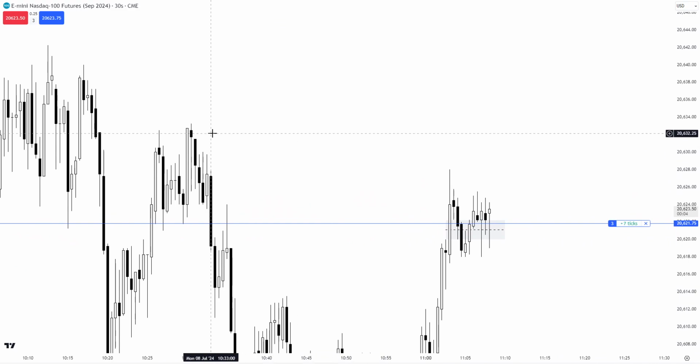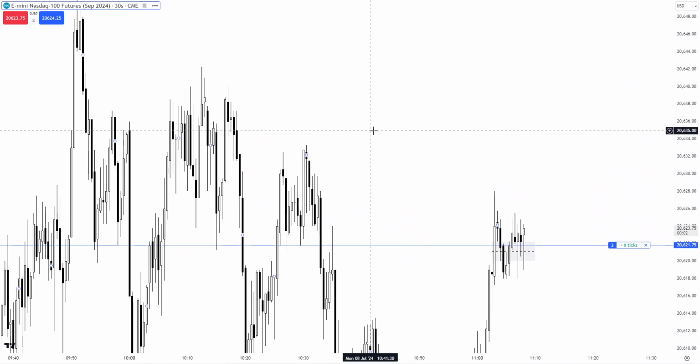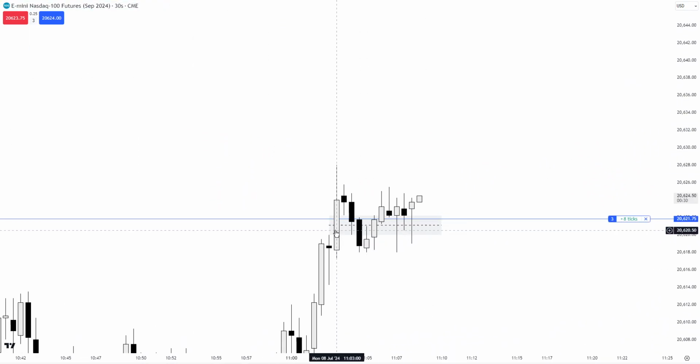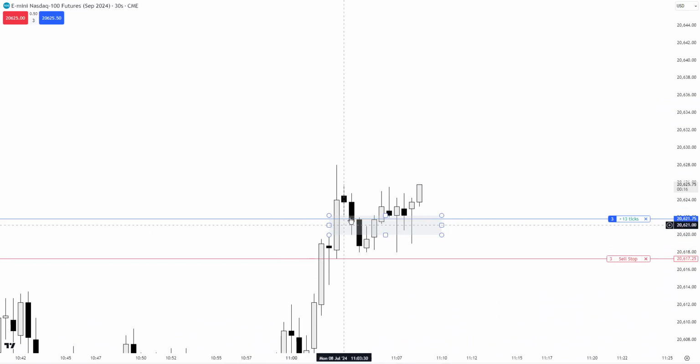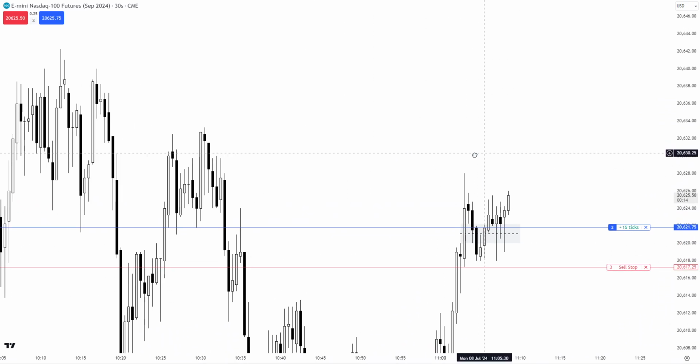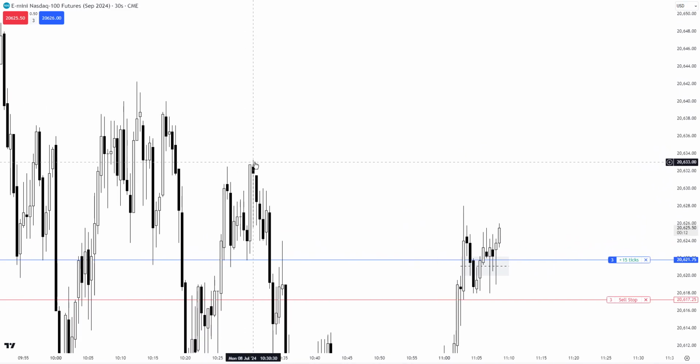I'm looking for price to kick up into the buy side liquidity resting above here. So I do have this 30-second fair value gap marked out. I am going to put my stop below candle number 2 of the fair value gap. We're looking for price to kick up into this high first.